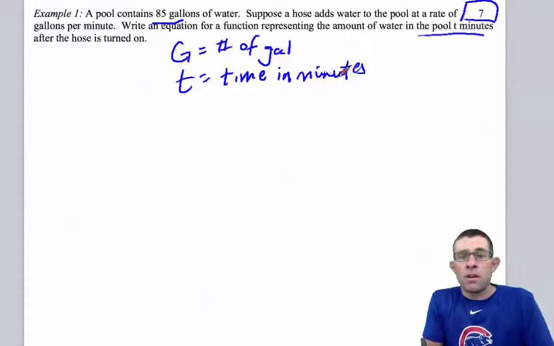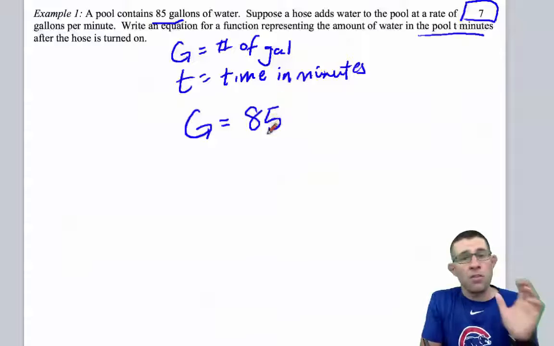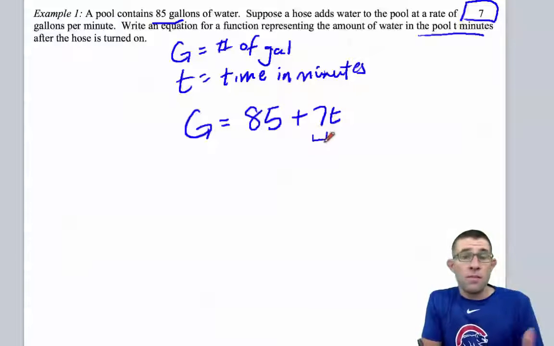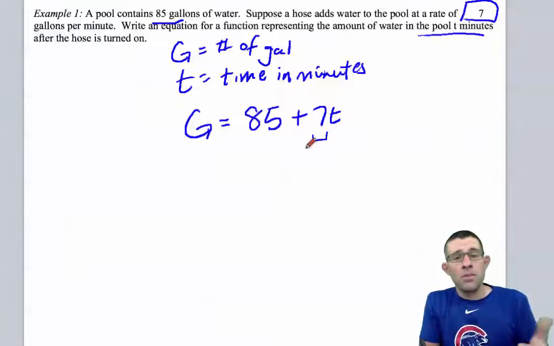So here we go. We're going to write our equation now. Our g, our number of gallons, is going to be equal to 85, that is already in there, plus 7 gallons per t minute. So we're going to increase at a rate of 7. 7 will be the slope of this equation, whereas 85 will be my y-intercept.